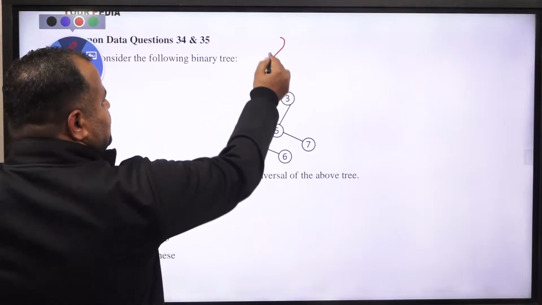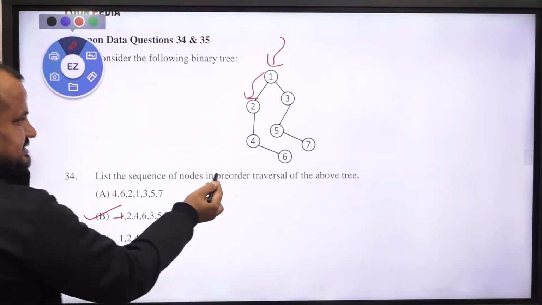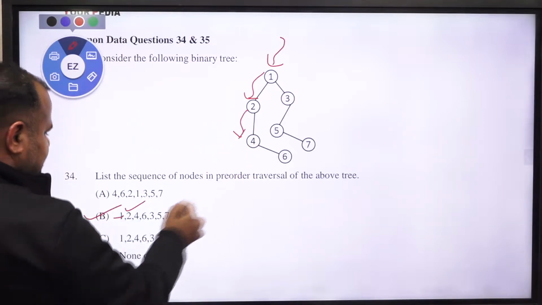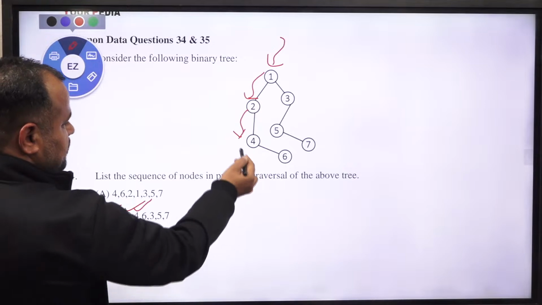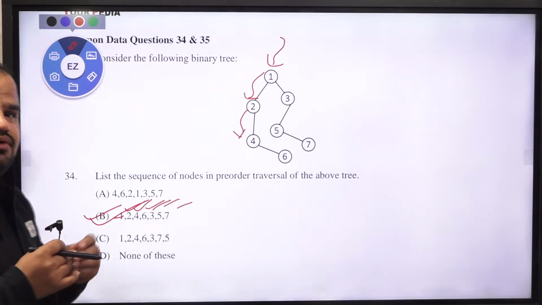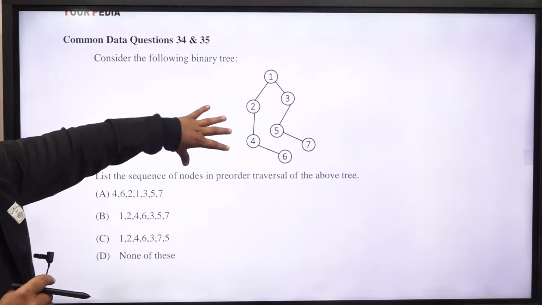So you are right now at the root, so print 1. Fine. Then you have to move on the left subtree, that is 2. Again, you are on node 2. Then again, is there any left? Yes, 4. Again, is there any left? No. Move on the right. 6, 3, 5, 7. B is the right answer. Very good. Very quick.